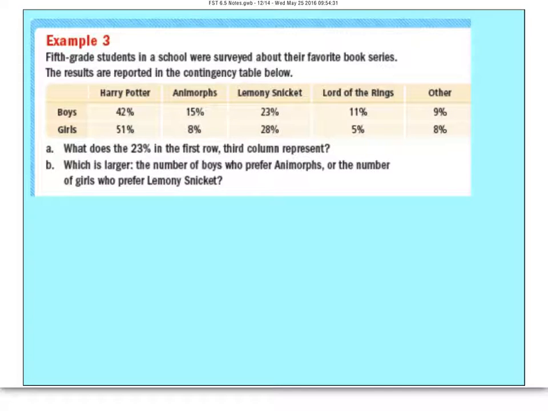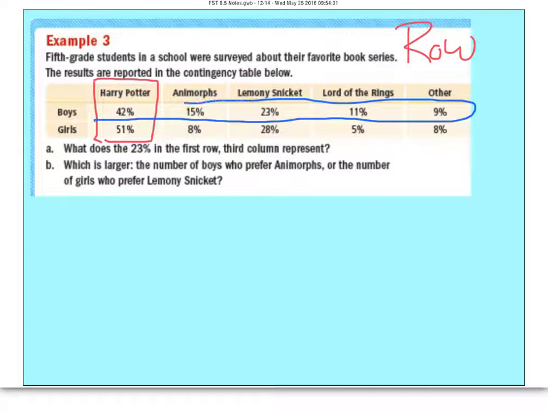So the first thing: is this a column or a row percent table? Well, look at it. If you add up these columns, does that equal 100%? It doesn't, so this is a row table. If you add this, that's 100%. So this question says, what does the 23% represent? 23% represents, of all the boys, the percent that liked Lemony Snicket.